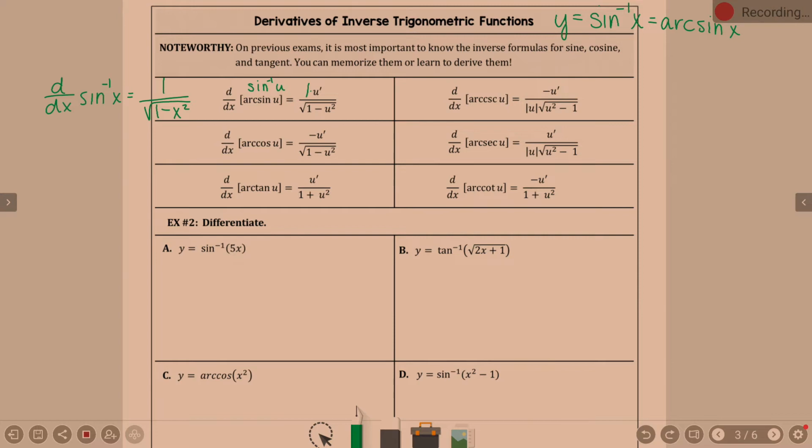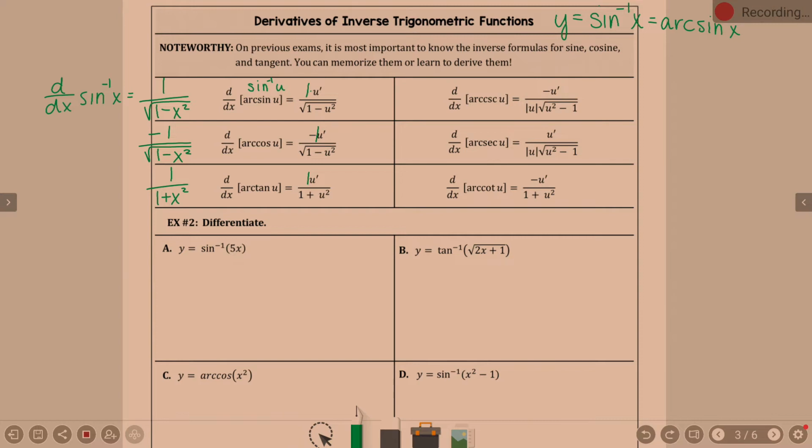So that means cosine inverse is negative 1 over square root of 1 minus x squared. And tangent inverse is 1 over 1 plus x squared. No square root there. So those are the simplified versions, if that helps.